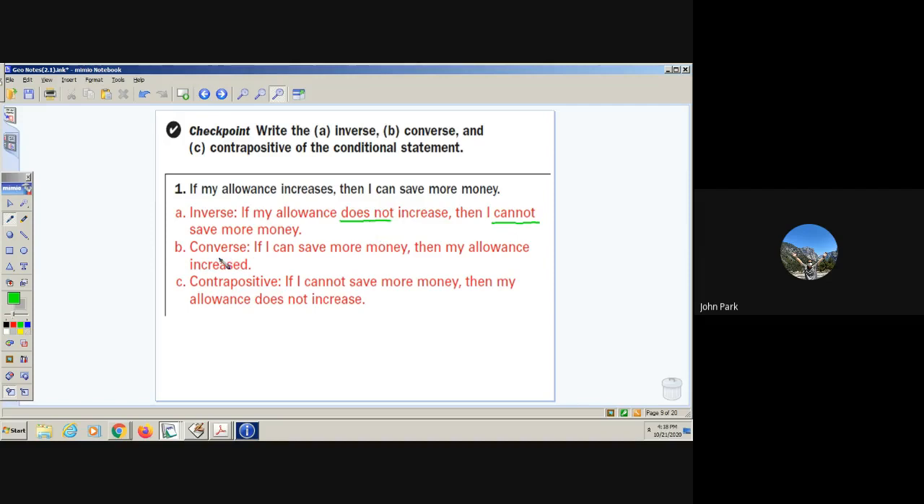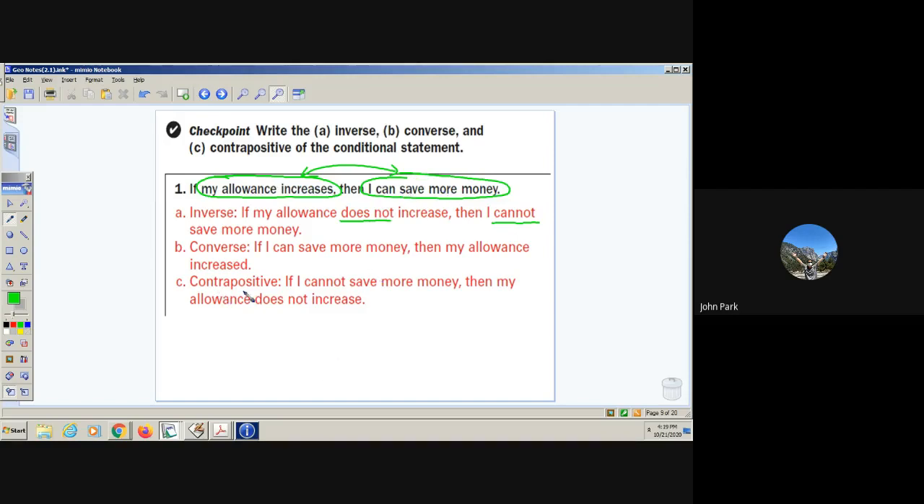Now, converse is switching the hypothesis and the conclusion. You just switch these two parts. That's all you're doing for the converse. So it just says, if I can save more money, then my allowance increases. So you're just trying to make sense out of that sentence. So that's converse, just switching the hypothesis and the conclusion, right?